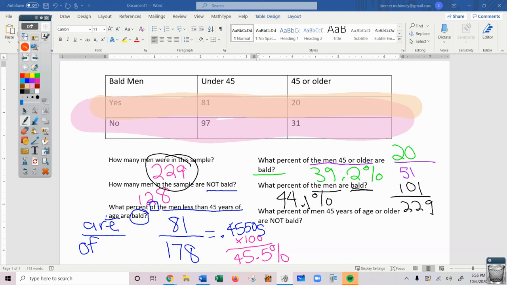Okay, so I want you to look at this next question. What percent of men 45 years of age or older are not bald? And I want you to come up with an answer.